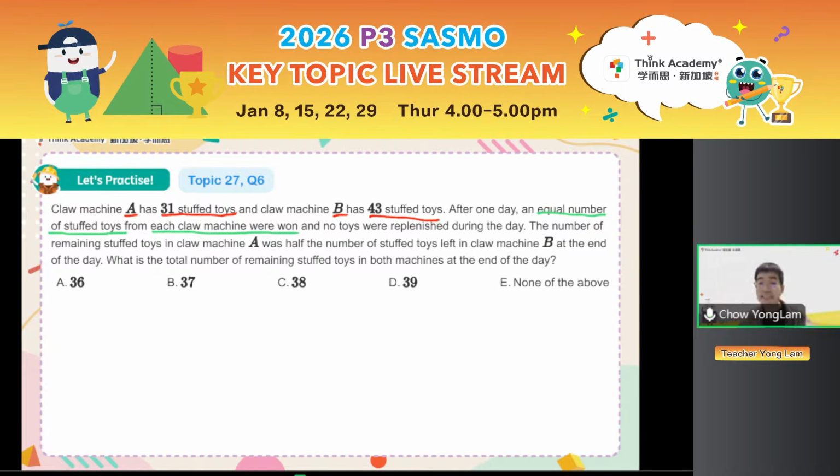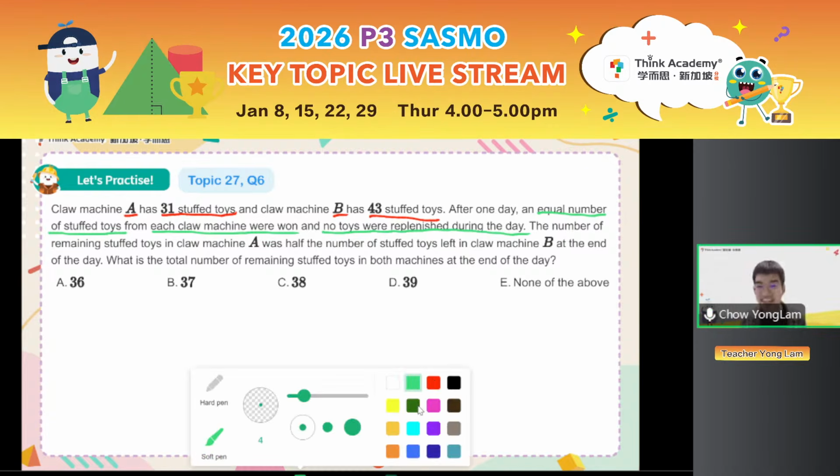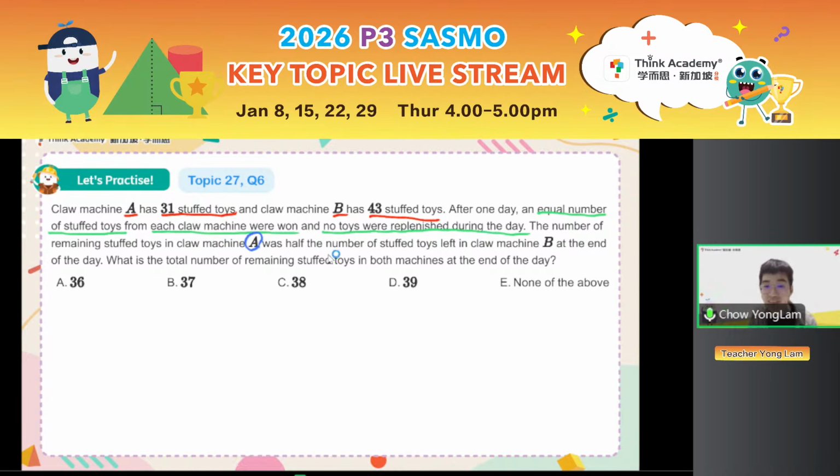The number that decrease at each claw machine is the same, and no toys were replenished during the day. That means I did not put back any new toys. All I do is take out, and I take out the same number. Hopefully you see the trick here. All right. Now at this point, the number of remaining stuffed toys in A was half the number of stuffed toys left in B at the end of the day. A is half of B.